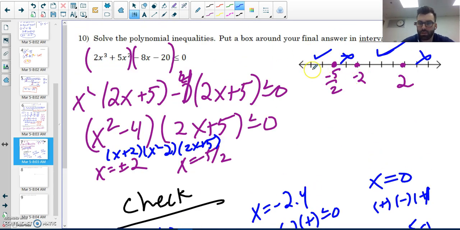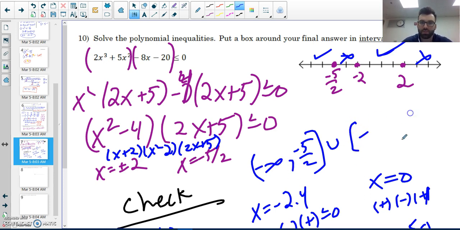So the only 2 intervals that work are here. So negative infinity to negative 5 over 2. Because this says less than or equal to, I close these dots and include it in the bracket. So I write a bracket here. All right. Union negative 2 to 2. Both brackets.